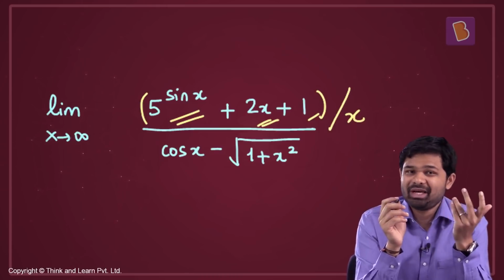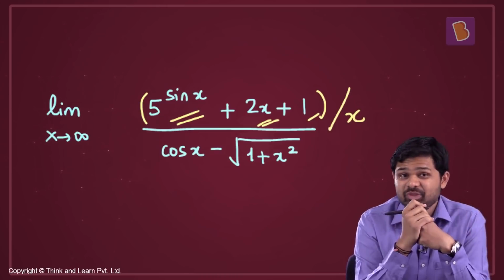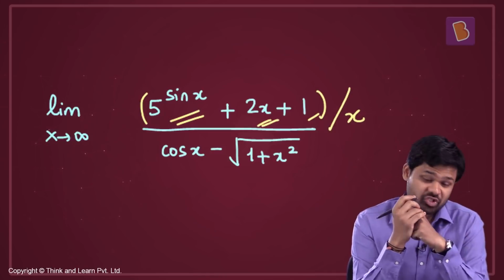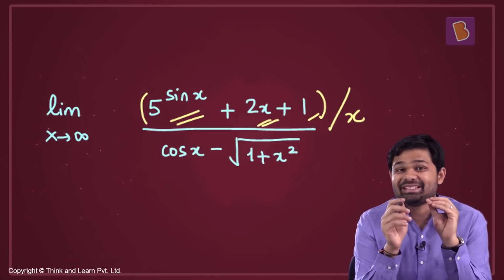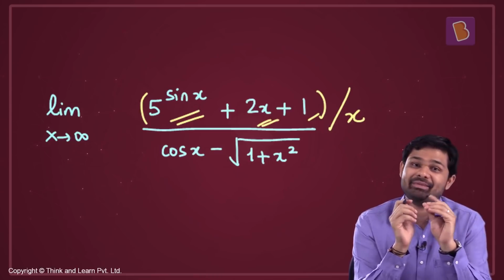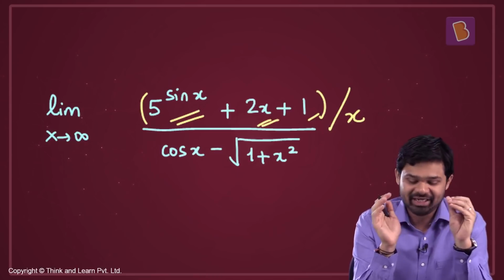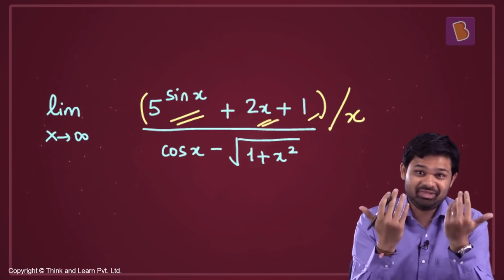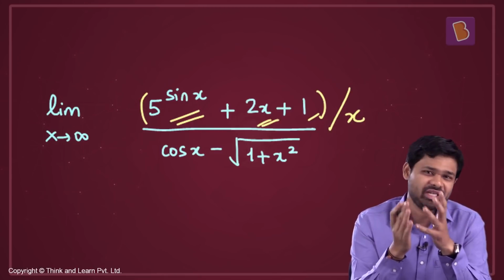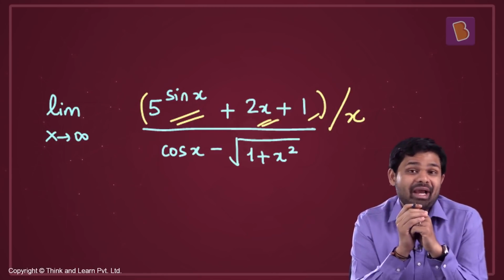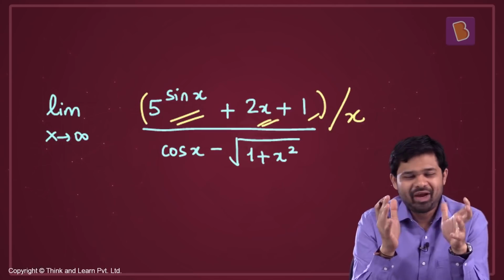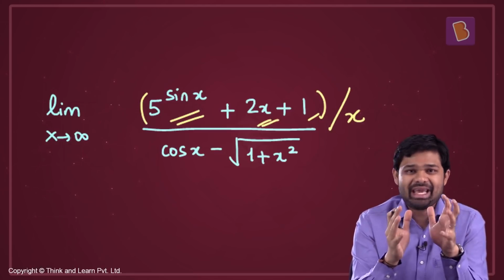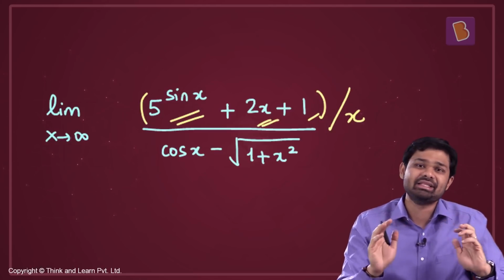Now 5 to the power sine x is finite, divided by x will give me a finite divided by infinite, 0. 2x divided by x, the x's will cancel out and I'll be left with 2. That's finite. 1 by x, again, 1 is a constant, divided by infinity is going to go to 0. So if I divide the numerator by x, I can more or less handle the limit.